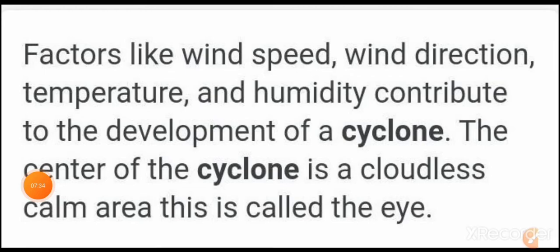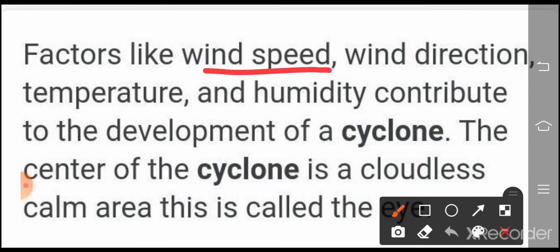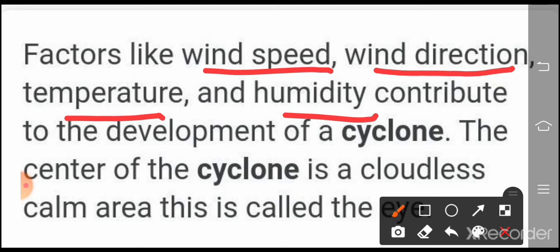Here are some factors which contribute to the development of a cyclone. Factors like wind speed, wind direction, temperature, and humidity. These are the important factors which contribute to the development of a cyclone. And the center of the cyclone is a cloudless, calm area, and it is known as the eye.